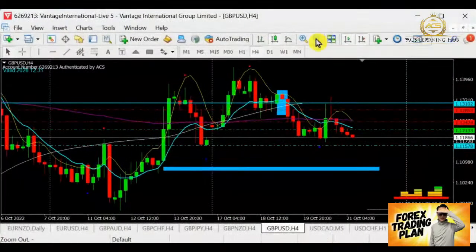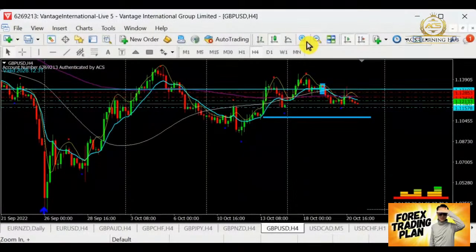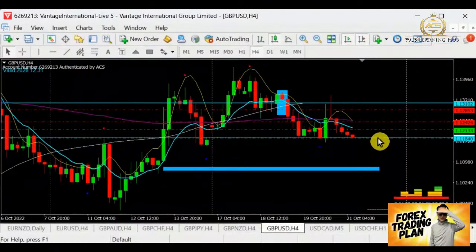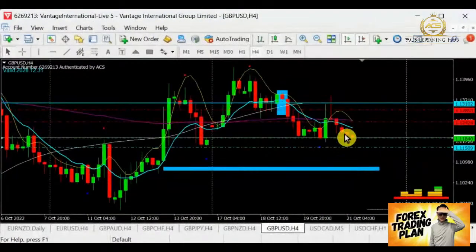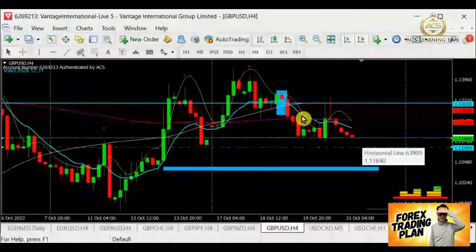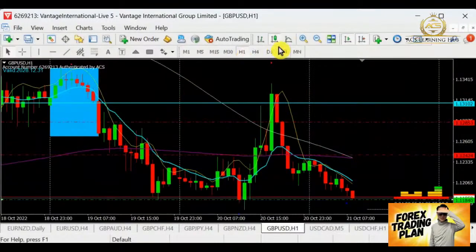Tentatively, by looking at the pound dollar, we are still in the selling mode, and this selling mode is still ongoing. The thing is that we are clearing this area here. My target is still this area here, as we can see the support over here. This is my target. At this point here, that is the target.